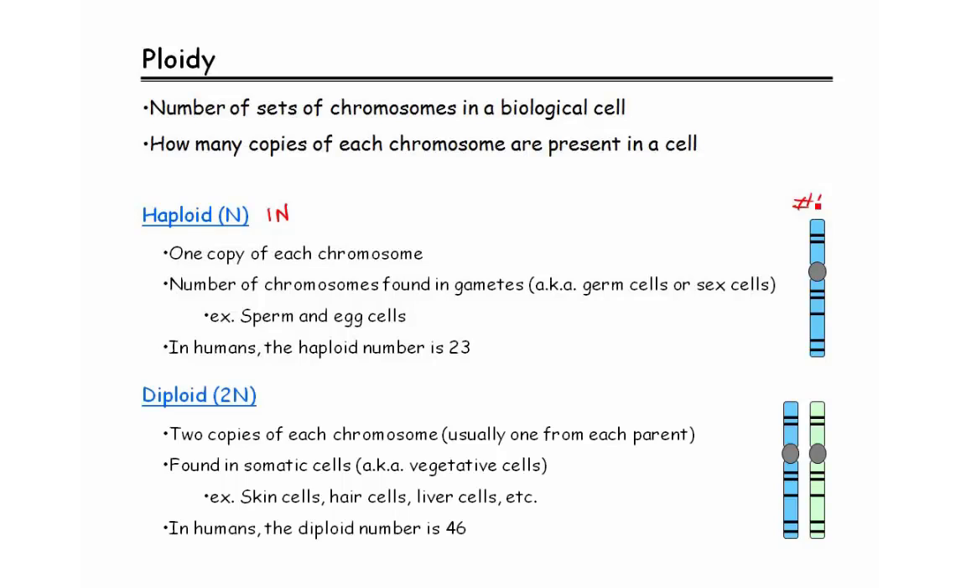It's also possible to have two copies of every chromosome, and that's what we call a diploid cell, or 2N. This is what we had on the previous slide when we talked about the homologous pair of chromosomes.